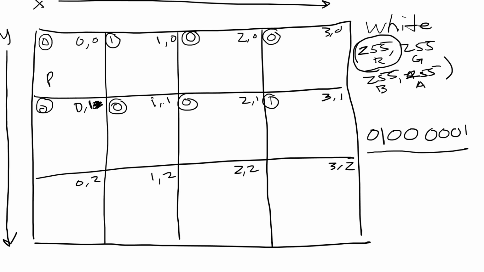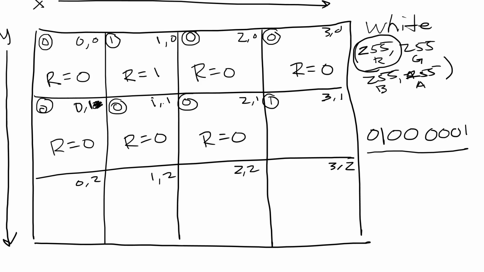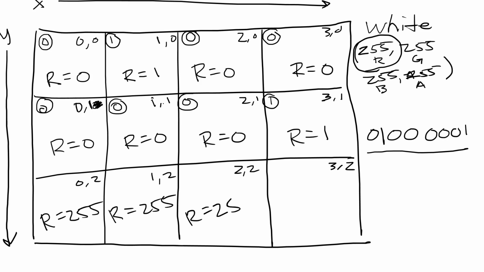This means right here, red equals 0, red equals 1, red equals 0, red equals 0, red equals 0, red equals 0, red equals 0, red equals 1, red equals 255, because again, these last 4, there's nothing. Red equals 255, red equals 255, red equals 255. All right, so that's how an image would look.